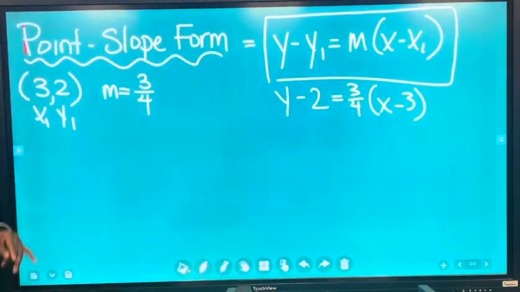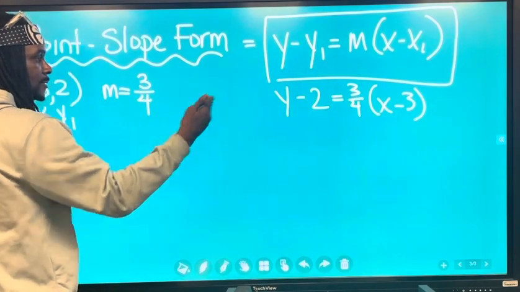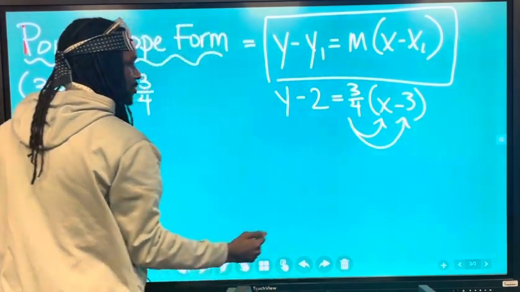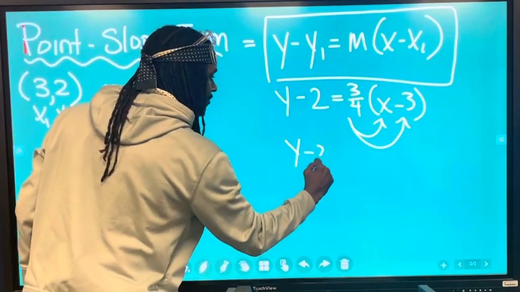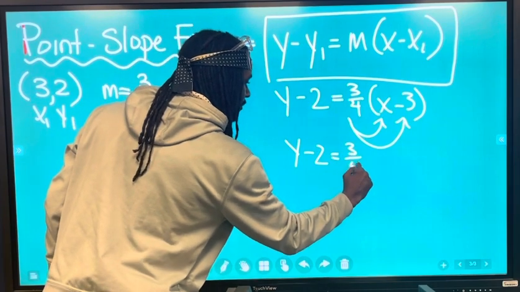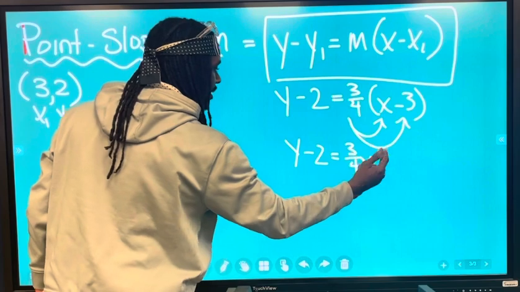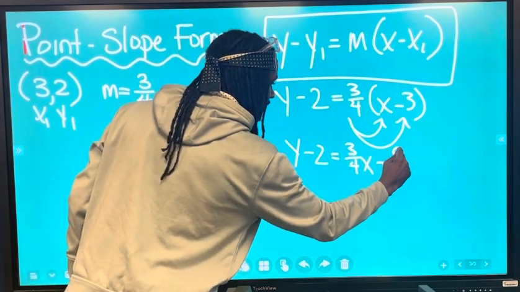Now, you're not done. That's just the beginning of point-slope form. You're going to need this to complete the parallel and perpendicular problems. I'm going to get to it in a second. I just wanted to introduce this first. When you have it in this form, you have to distribute. This becomes y minus 2 equals 3/4x, and then 3/4 times -3, let's call that -9/4.